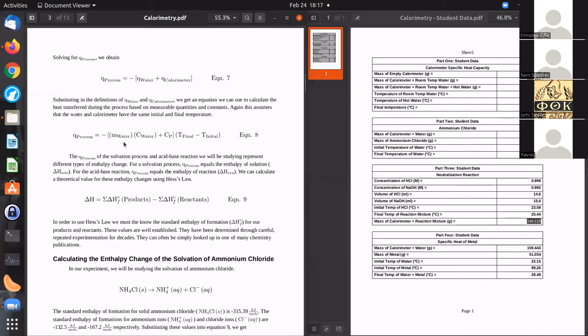But it was a pretty valid little assumption we're making there. And then we have the mass of the water, which in this case is going to be the mass of our reaction mixture. We plug it all in, we get our Q process.